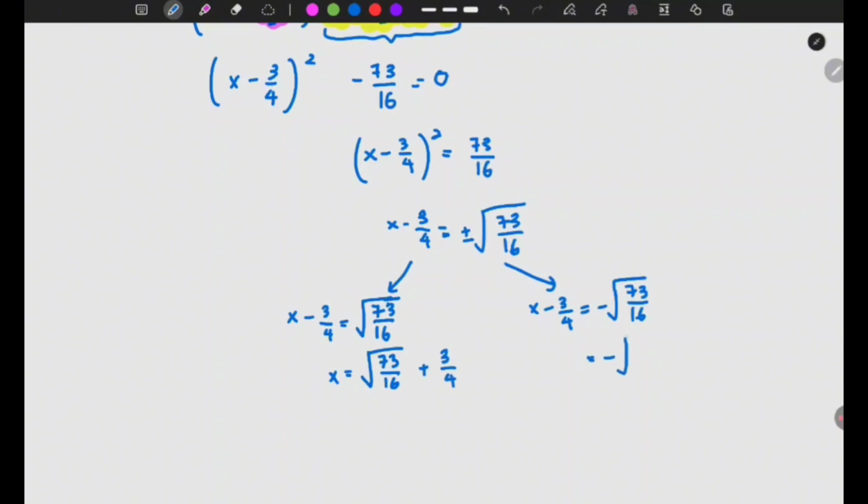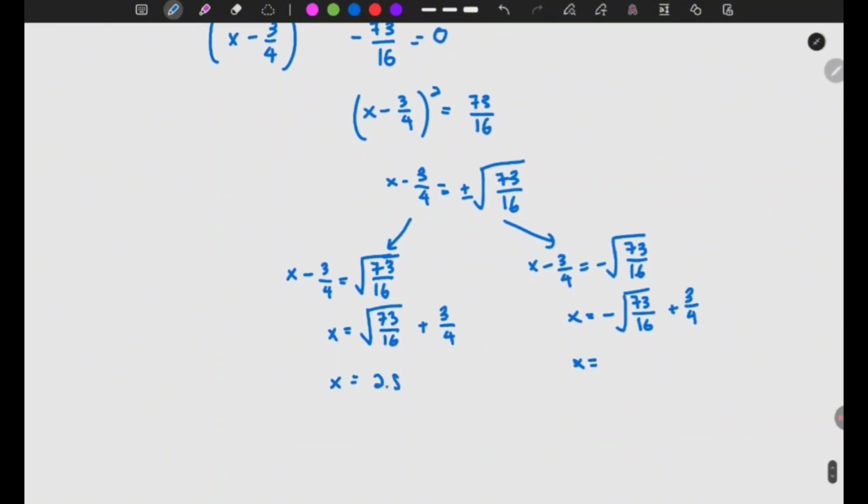So square root 73/16. By right, you should be able to press the calculator, and you should know how to press. You get 2.8886, and then 000, so just ignore the zeros. Same for this, negative square root 73/16, and you plus 3/4. So you get negative 1.386. The zeros you ignore, then you need to write already. Enough. So this is your x value, done.